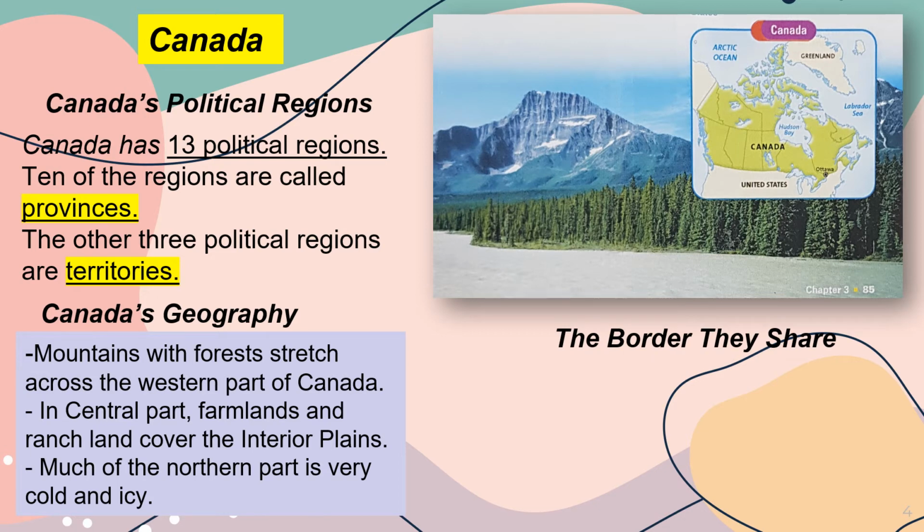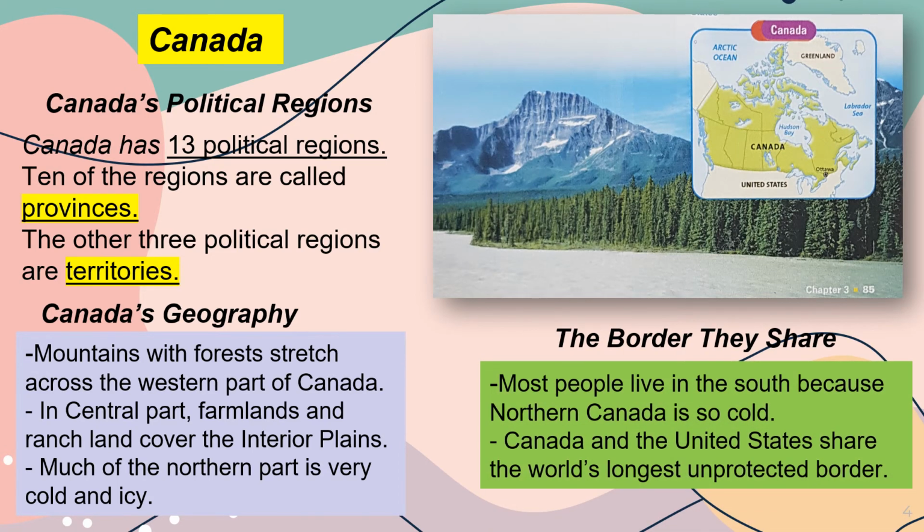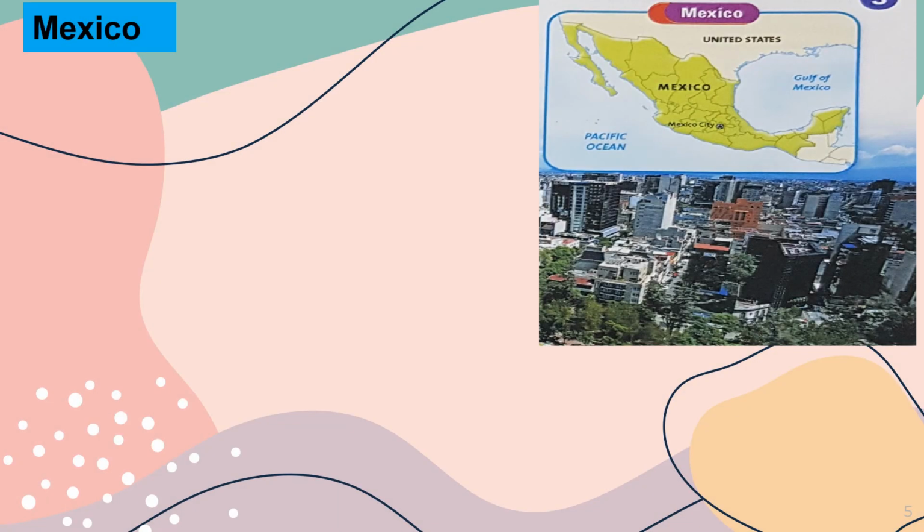Because northern Canada is so cold, class, most people live in the south. So about 2 of every 3 Canadians live within 100 miles of the United States border, and they have plenty of space to spread out. Canada and United States share the world's longest unprotected border. Now let's move to Mexico. Mexico, grade 4, is the other neighboring country of the United States.